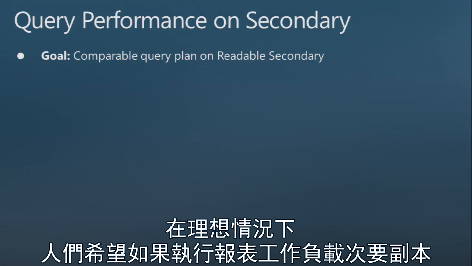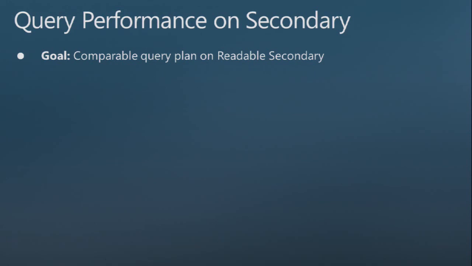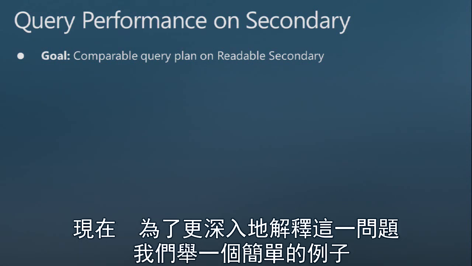Ideally, what you want is that if I was running that reporting workload on the secondary, I should have a comparable query plan, same plan or similar plan, as if I had done the same reporting query on the primary node. Now to explain this point a little better, let me take a simple example.